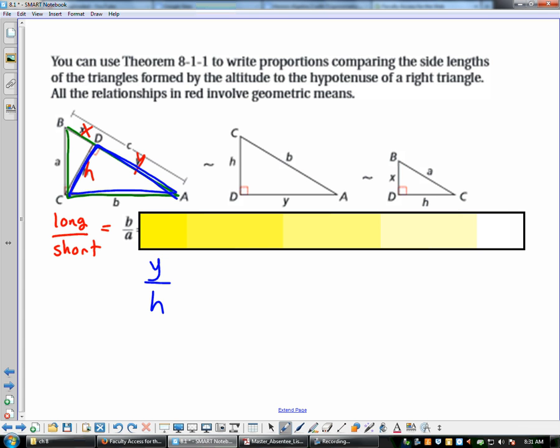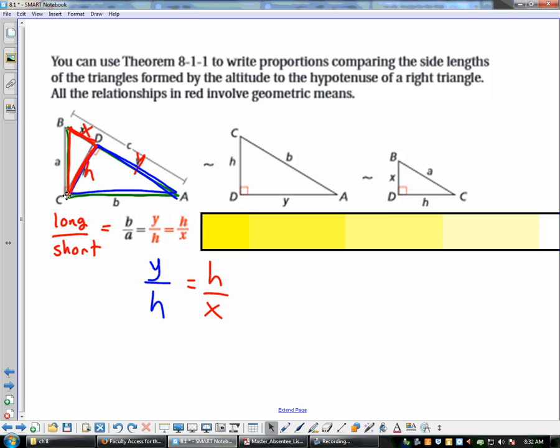And what about in the little triangle over here? Hands, please. Long leg over short leg would be what, Anna? H over X. Do people agree that that's the long leg? This is the short leg? Equals H over X. Okay, so I have Y over H, H over X. Looks good. Notice when we set up this part, they said in red, Y over H equals H over X.